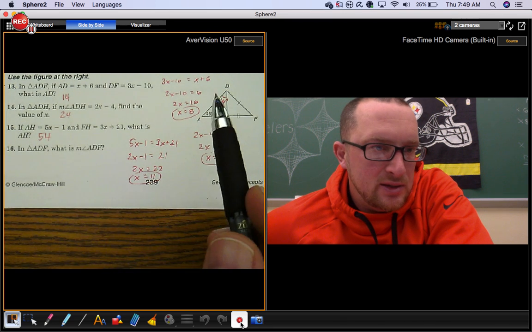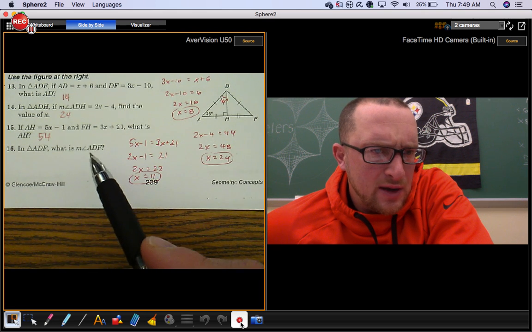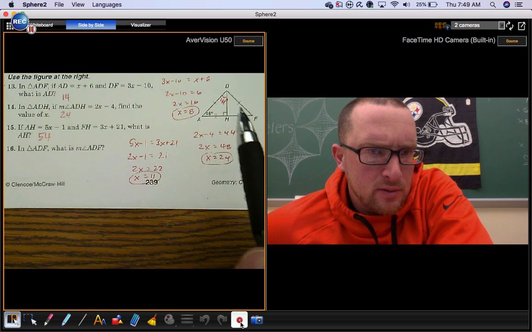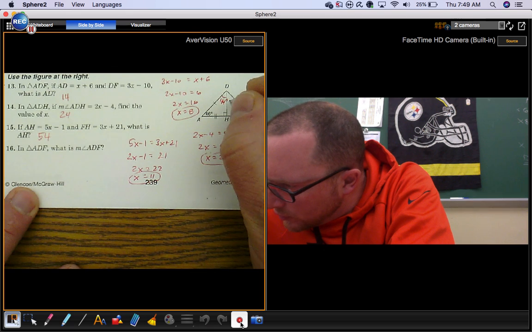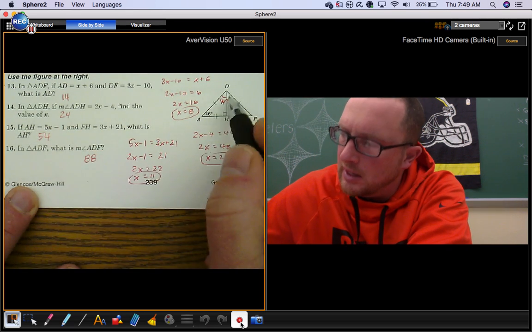In triangle ADF, that's the big one now. What's the measure of angle ADF? Well, this angle is 44, remember, so is this one. 44 and 44 gives you 88 for the big angle.